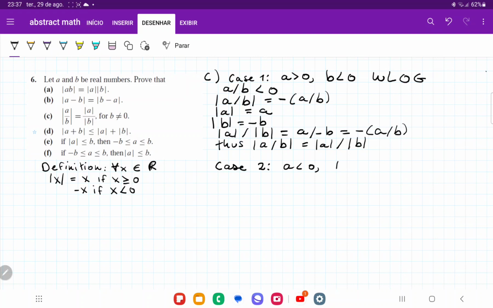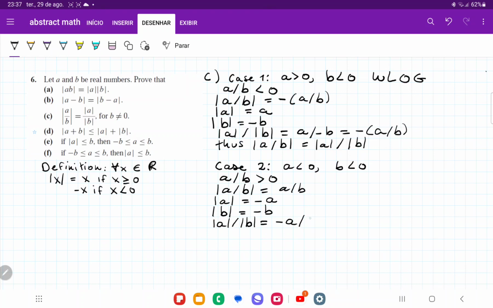So A is less than 0, B is less than 0. In this case, their quotient, A over B, is going to be positive because we're dividing two negative numbers. And so the absolute value of A over B is just A over B because that quotient is positive. The absolute value of A is minus A because A is negative. The absolute value of B is minus B because it's negative too. And so the absolute value of A divided by the absolute value of B is minus A divided by minus B, which is A over B.